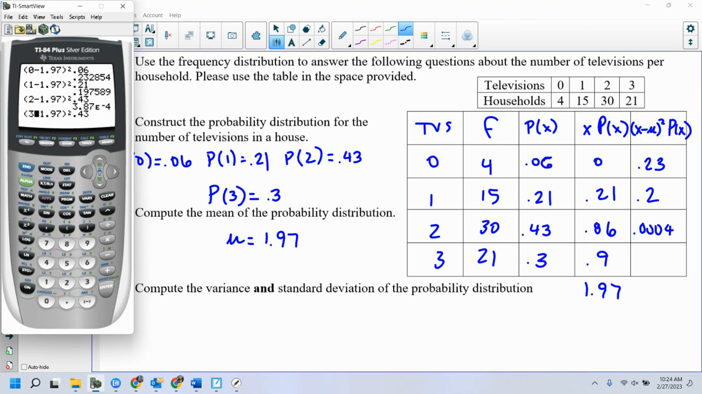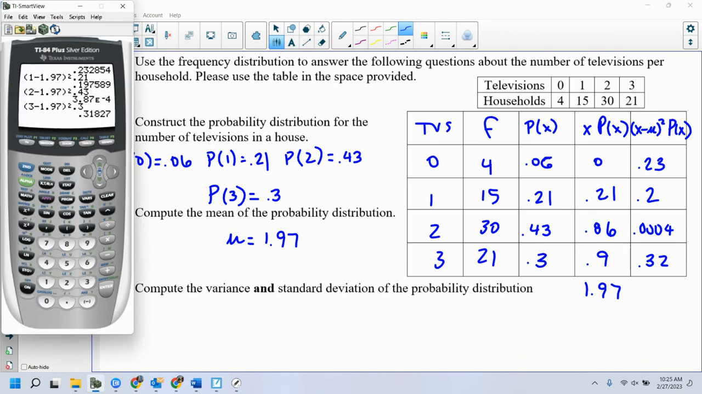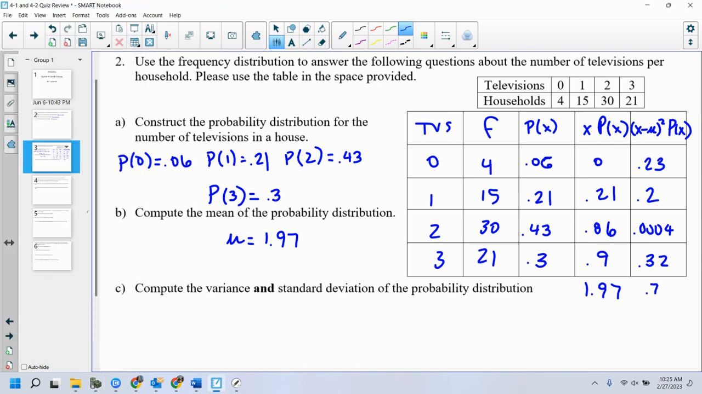And this is 3 TVs with a percentage of 0.3, which gives 0.32. Okay, so I'm going to sum that up, and that's going to be my variance. So I've got 0.23 plus 0.2 plus 0.004 plus 0.32, which is 0.754. Okay, so my sigma squared is 0.754.